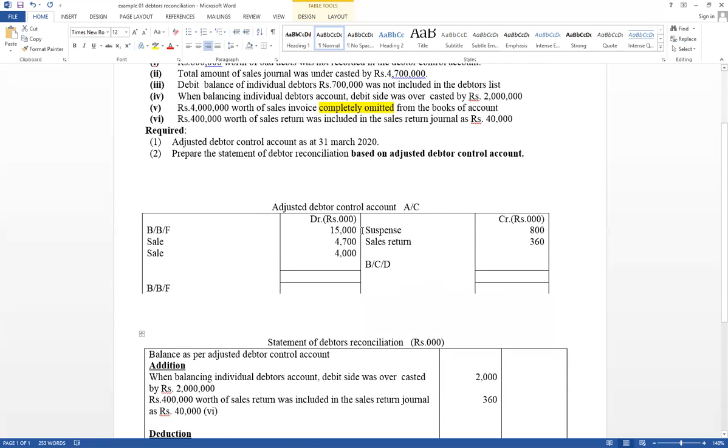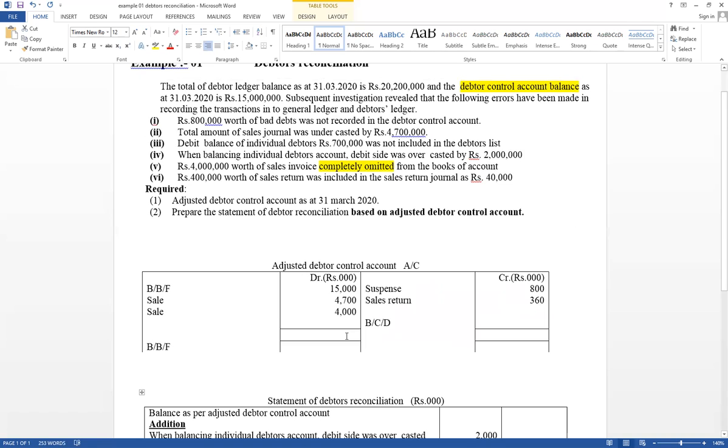Then take the adjusted control account balance. The debit side has increased. Take the debit side total amount, 23,700, and take that value on the credit side. Then deduct 800 as well as 360. Therefore, the debtor control account closing balance equals the correct value, 22,540.